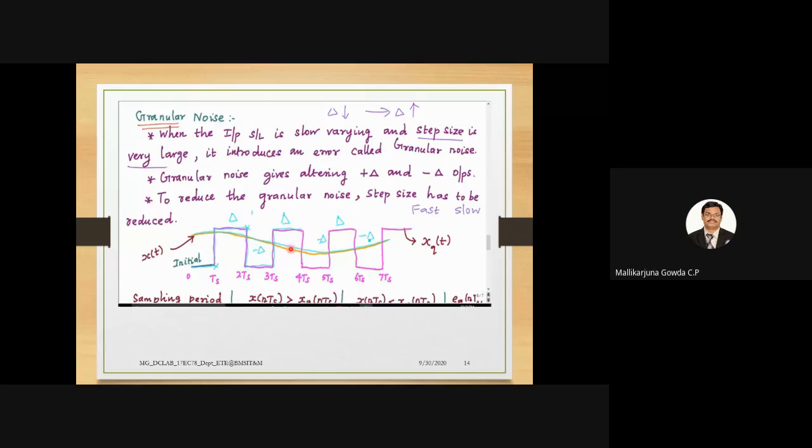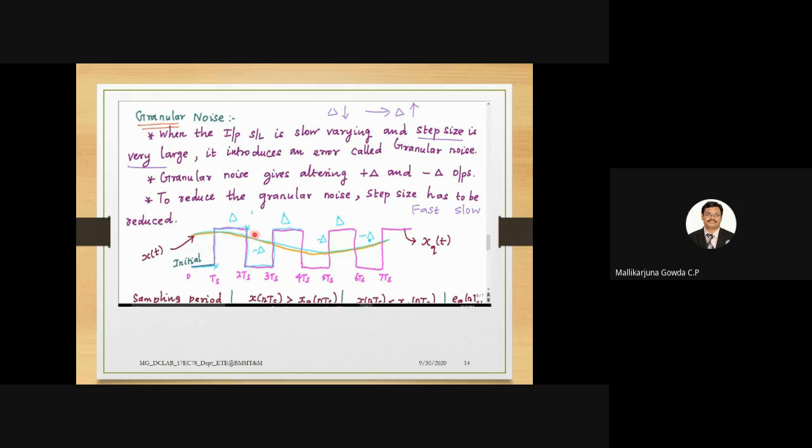So what we are observing here is that the input signal is not changing very fast. It is slow changing, but the output alternates between plus delta and minus delta. Once it is plus delta, another time it is minus delta. That means we get 1 0 1 0 1 0 like that. It alternates between plus delta and minus delta.